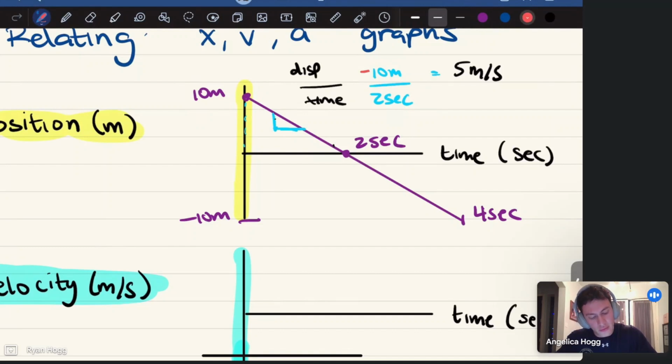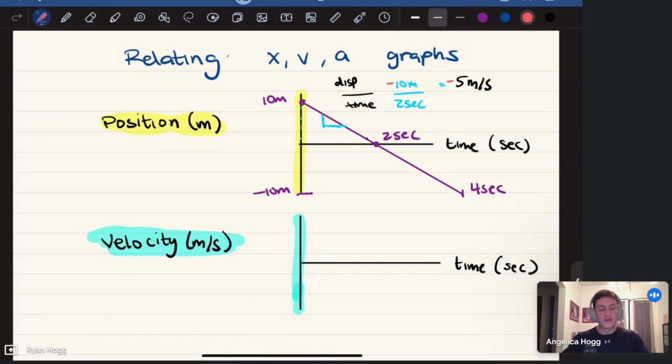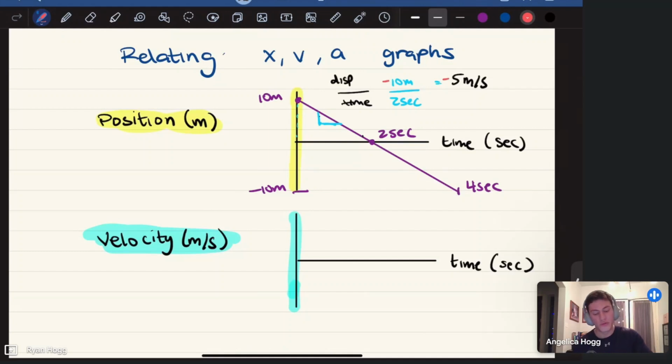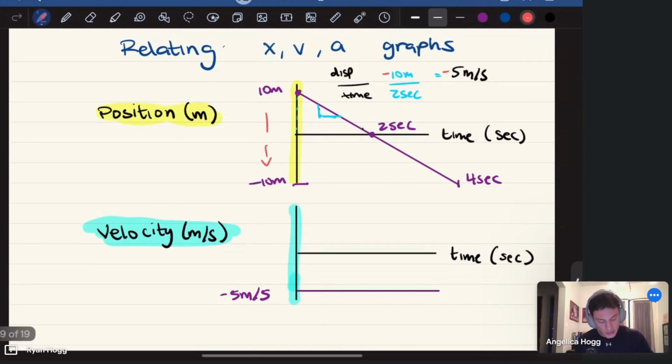Fell for the oldest trick of the book. And our velocity is therefore also negative because we're moving further and further negative in our chart here for the position graph, further and further negative. So if that's the case, then our velocity is just constant throughout that whole time at negative 5 meters per second. And since there's no change in velocity, that means our acceleration is 0 because there's 0 meters per second change every second.